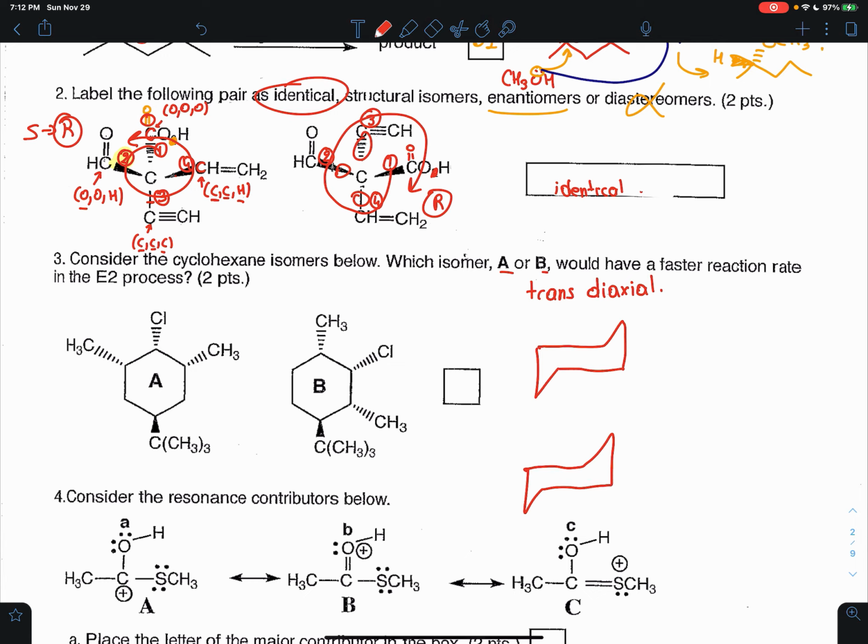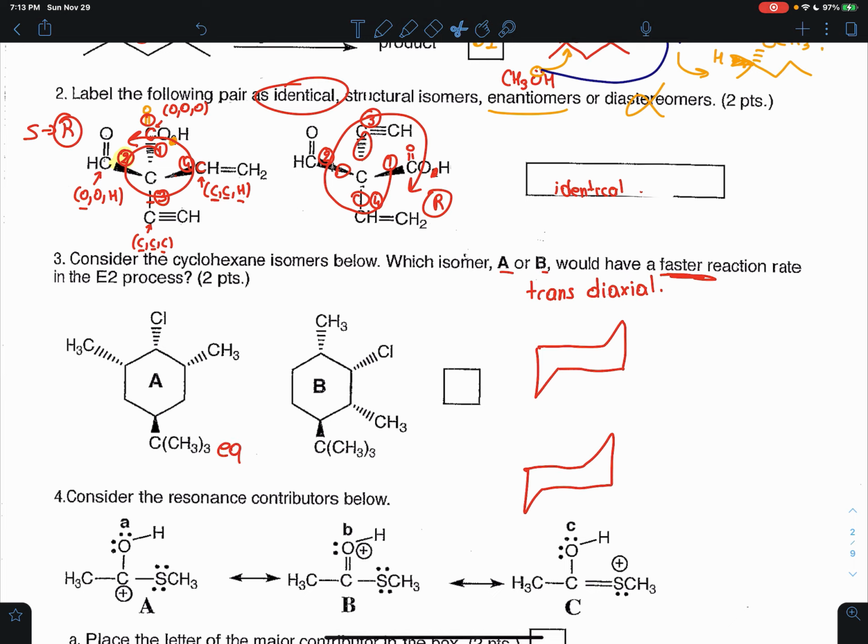So to be able to have a faster reaction in the E2 process, I have to have my cyclohexane in a stable conformation. And as you remember, the most stable cyclohexane conformation has the big bulky groups on an equatorial position. Looking at both cyclohexanes, we notice that both have a tert-butyl right here. So I want to have those two tert-butyls on equatorial. So that's going to be my A.